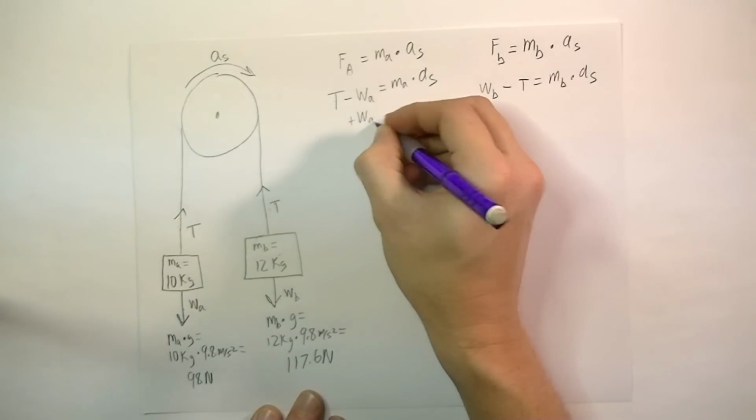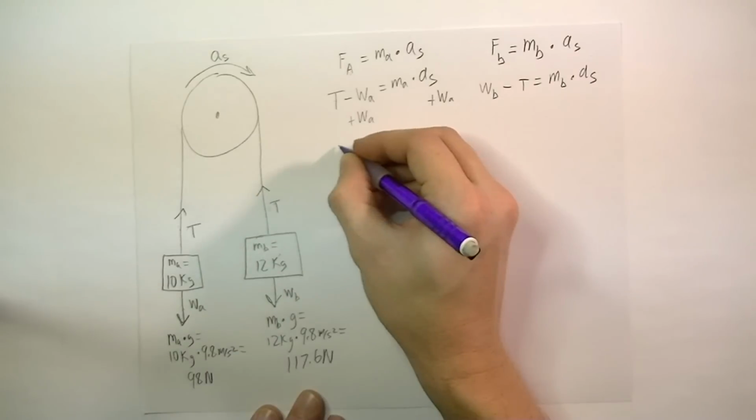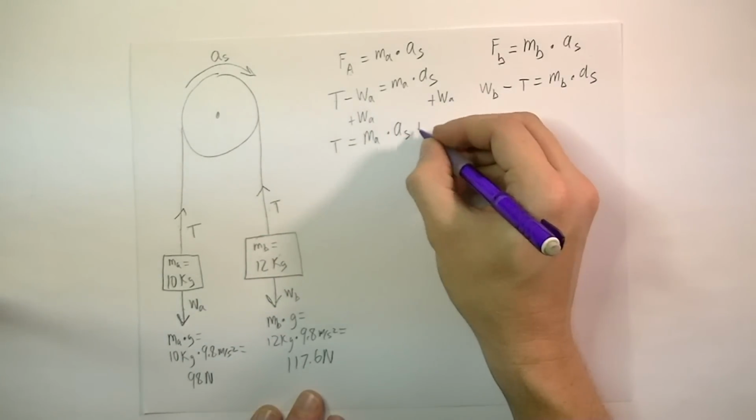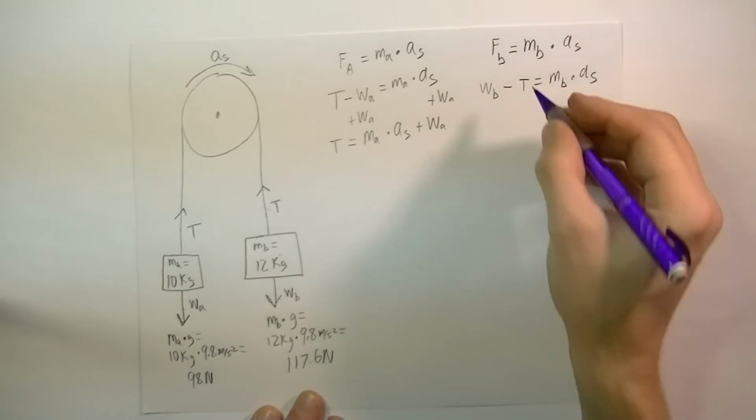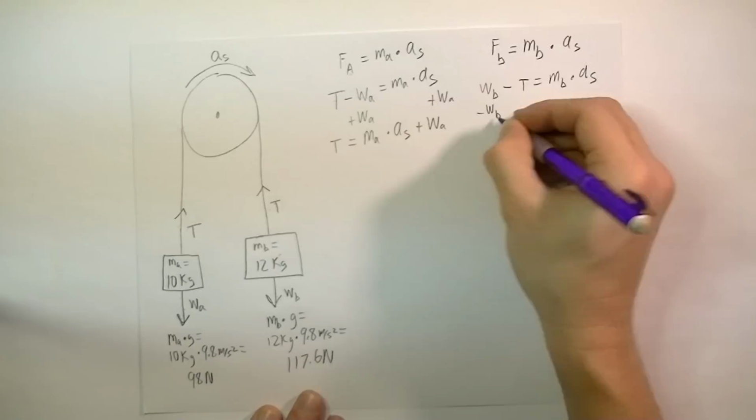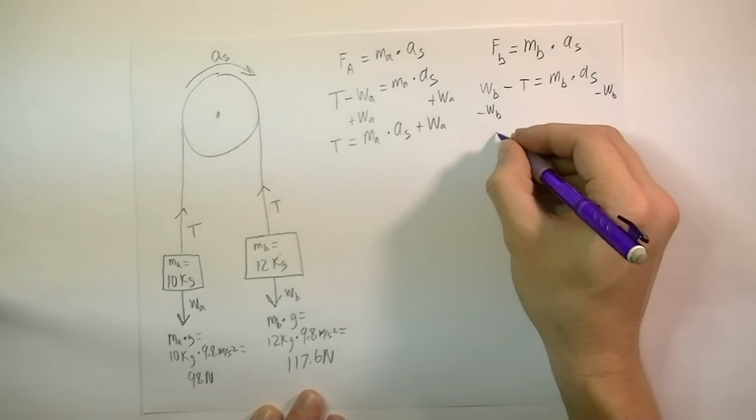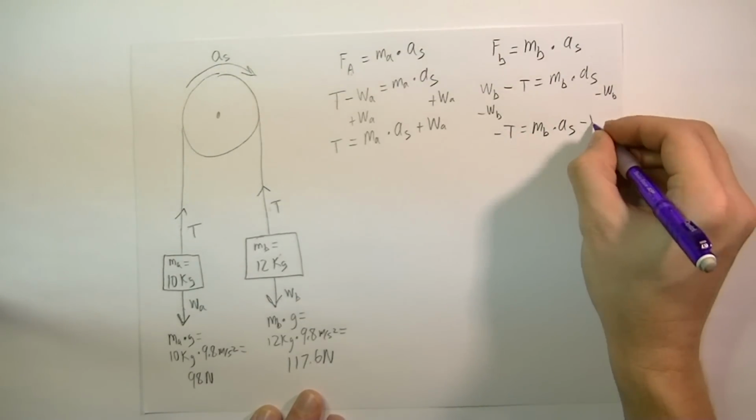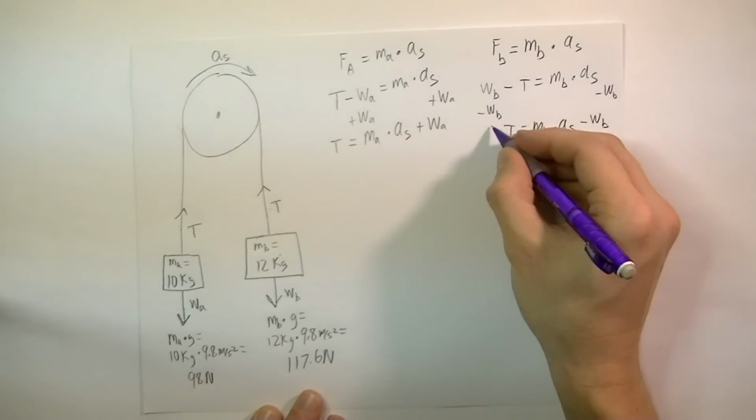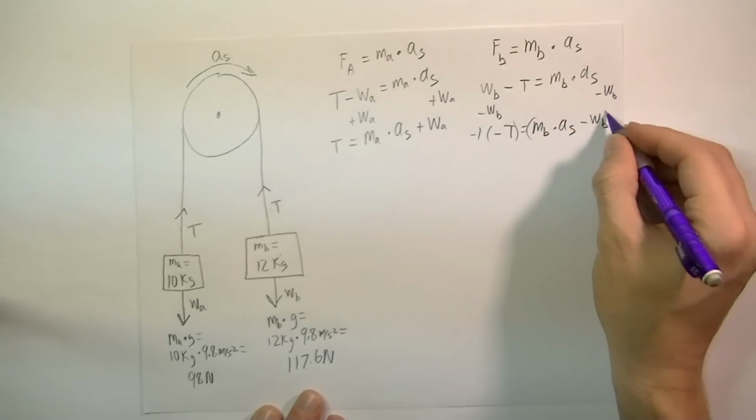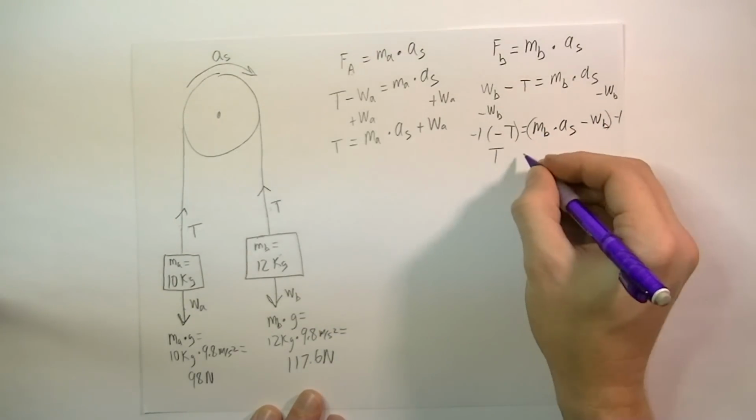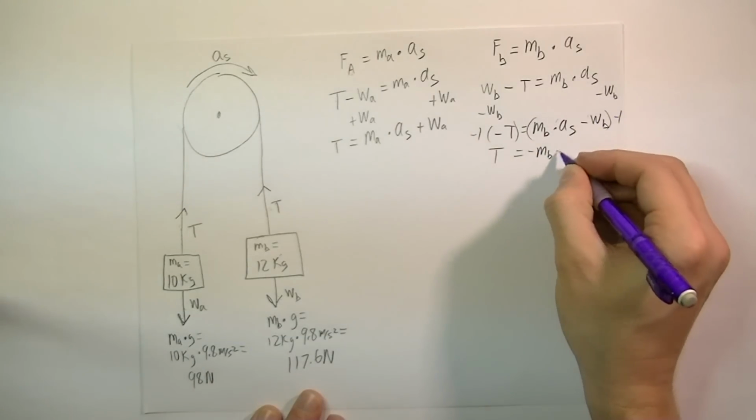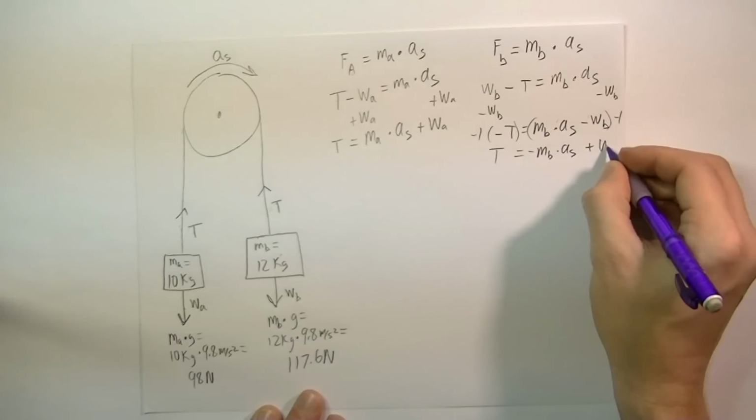I'm going to add the weight of A to both sides here, and I'm going to get T equals the mass of A times the acceleration of the system plus the weight of A. And here I'm going to subtract the weight of B from both sides, and I will get negative the tension is equal to the mass of B times the acceleration of the system minus the weight of B. And I want this to be positive, so I'm going to multiply both sides by -1. So this becomes positive T, and this -1 distributes, so this will be negative mass of B times acceleration of the system plus the weight of B.